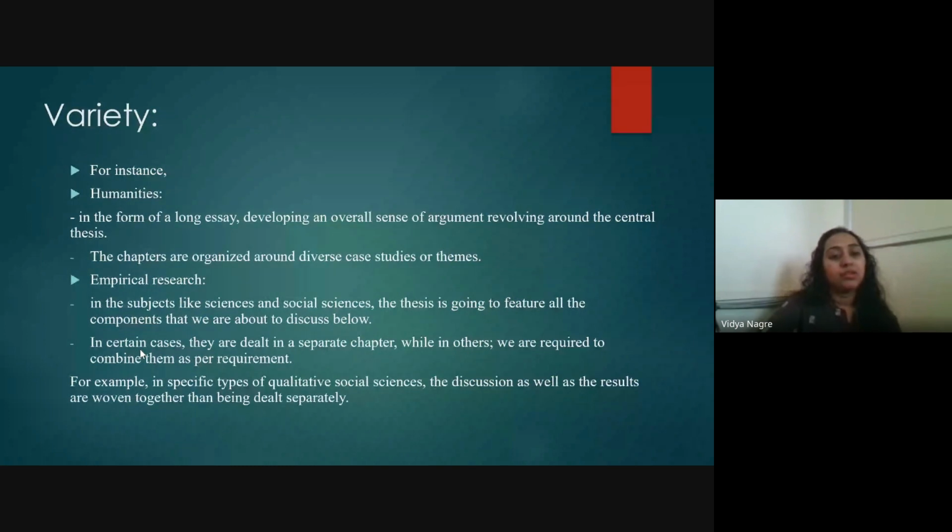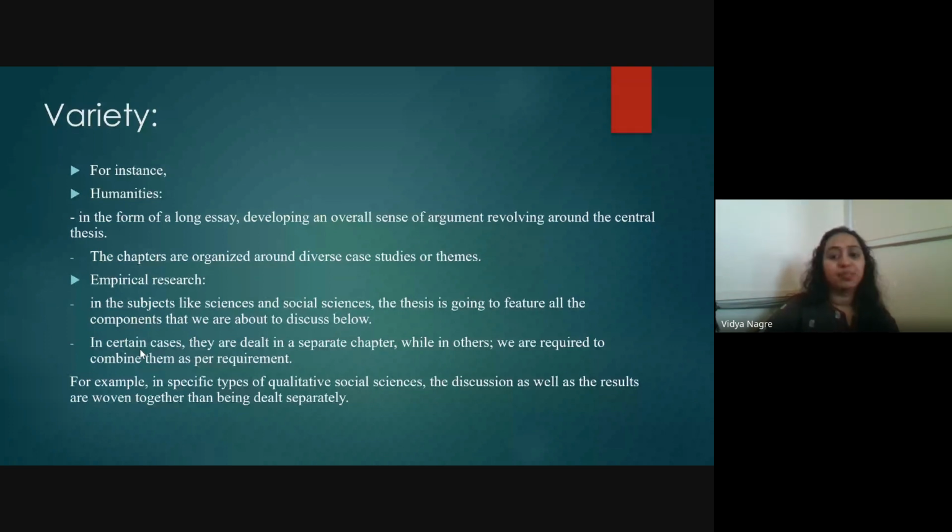So, for example, humanities do have a different kind of essay, thesis writing, that is in the form of a long essay, developing an overall sense of argument revolving around the central thesis. The chapters are organized around diverse case studies, for example, or themes that can come under humanities. There is also a type of empirical research in subjects like sciences or social sciences.